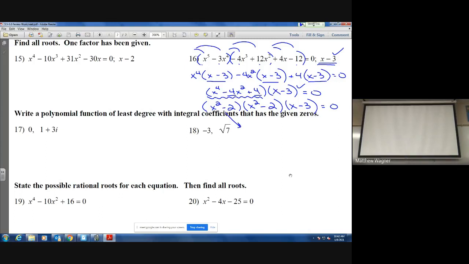Well, if I add 2 and take the square root, I get plus or minus square root of 2 with this factor. I get plus or minus square root of 2 with this factor. And I get a positive 3 with this factor.